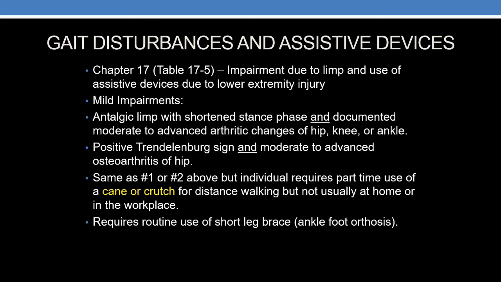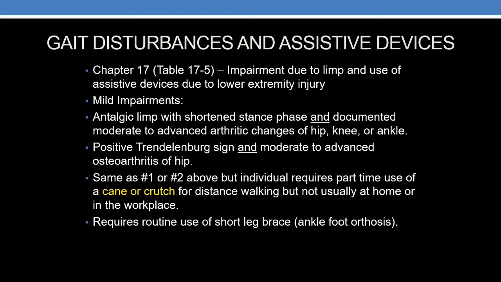Now, in addition to physical examination findings, the AMA guides in Chapter 17 also require objective verification of pathology, and they require documented moderate to advanced arthritic changes of the hip, knee, or ankle. It's not enough simply to have an antalgic limp with shortened stance phase. The guides require objective verification of pathology.